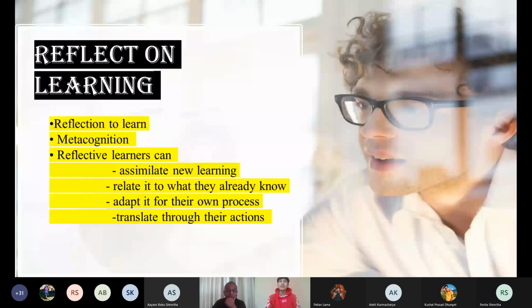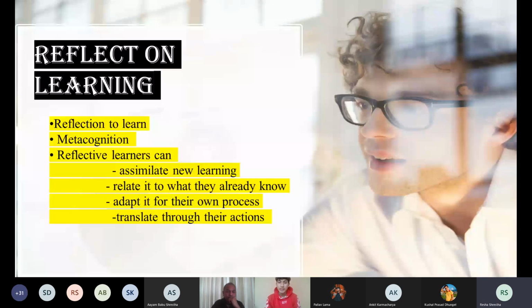Reflection on learning is about students becoming aware of their own thinking process and being able to make those transparent to others. It enables assessment of the why and how of the learning and what needs to be done as a result. Reflective learners assimilate new learning, relate it to what they already know, adapt it for their own purposes, and translate the thought into action. Over time, they develop their creativity, their ability to think critically about information and ideas, and their metacognitive ability. That is their ability to think about their own thinking.